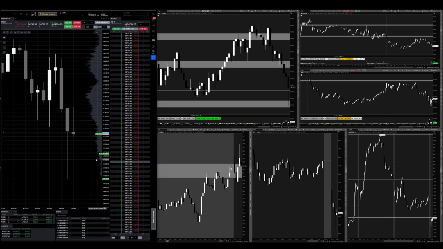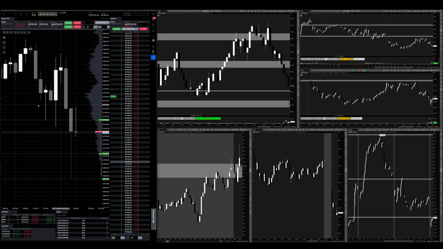Since this is an evaluation account, I'm looking to use 1 to 2 minis. You can see my starter position is always 1 mini. And then if the trade is working in my favor, I'm looking to add to the position. Now, my initial entry, I always have a 20-point stop.